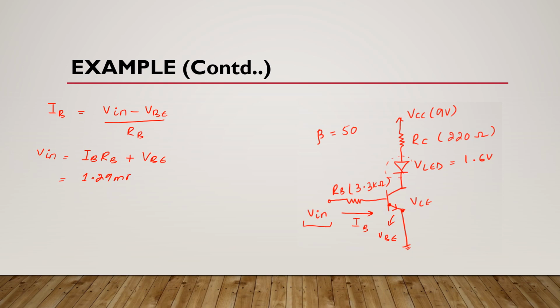Here we know that IB is 1.29 milliamperes and RB is 3.3 kilo ohms, and in forward biased condition this VBE is 0.7 volts. After solving this, you will get 4.96 volts. So this is the amplitude of input voltage which is necessary to make sure that this transistor is in saturation mode. So this is your answer.